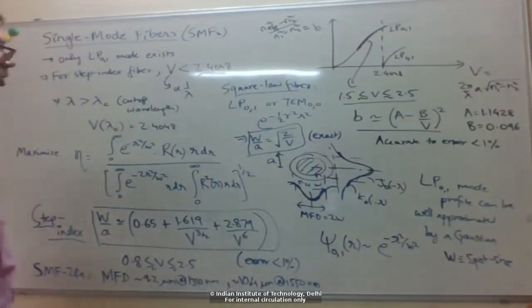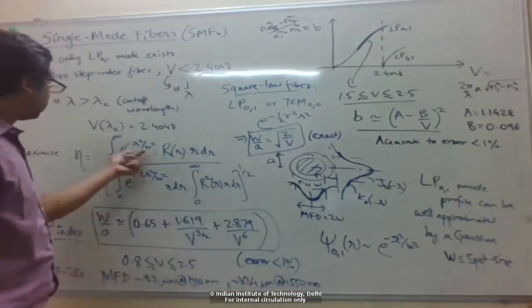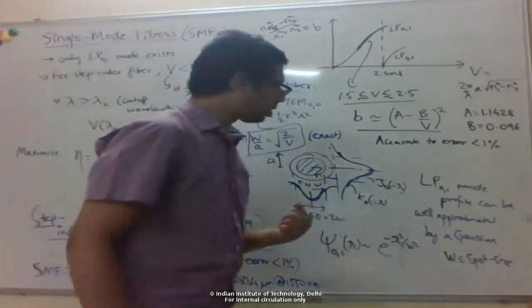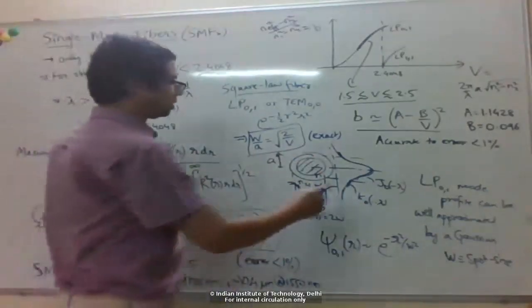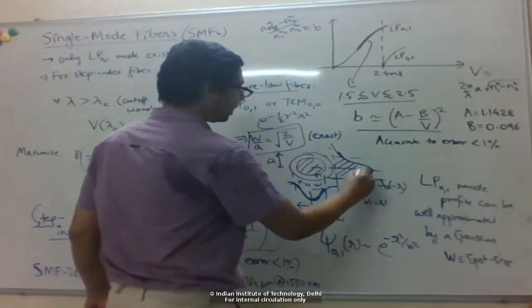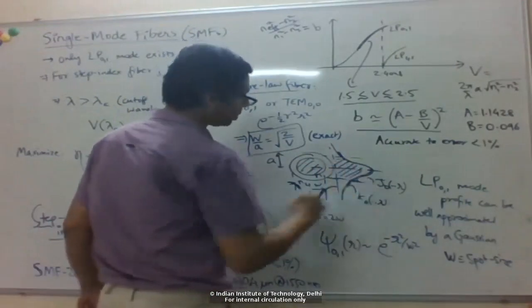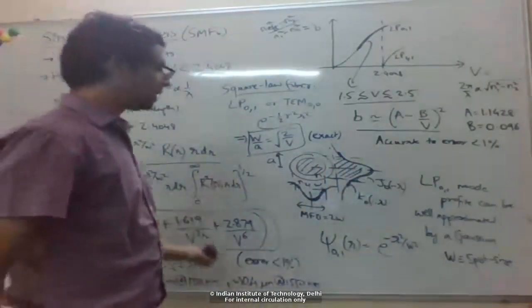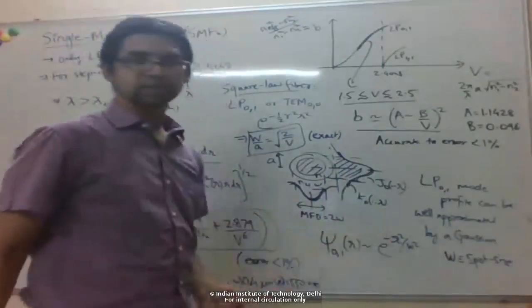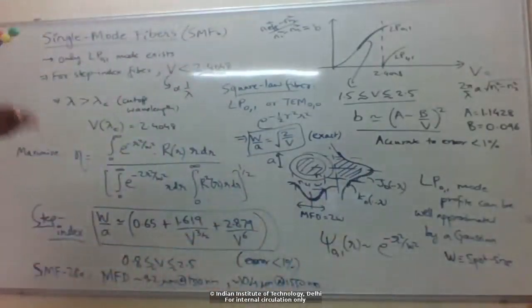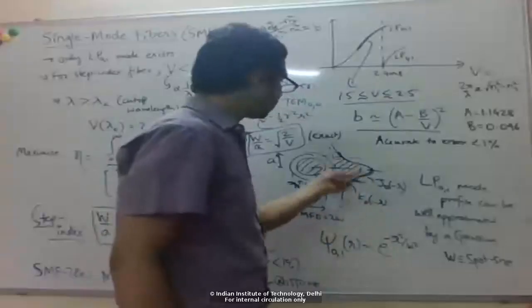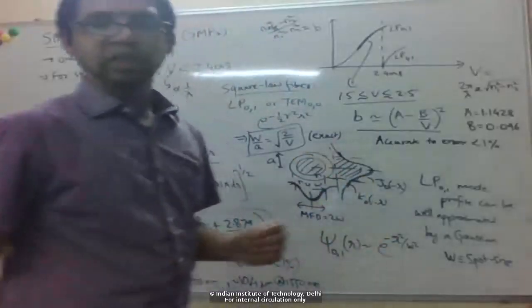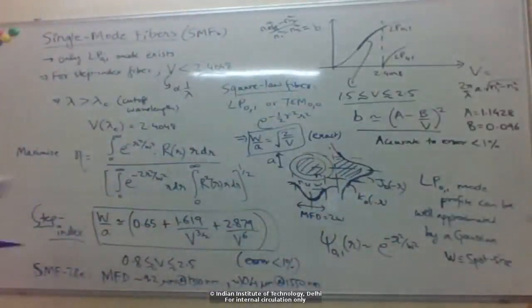So for example, if you use this Gaussian approximation for the lowest order mode, you can easily calculate what is the confinement factor. You can calculate the area under the curve in the core versus the total. You can do that much more easily with this. We had discussed the exact calculation with Bessel function, so that is quite complicated. But for the lowest order mode, you can use this Gaussian function and easily evaluate, for example, the confinement factor.